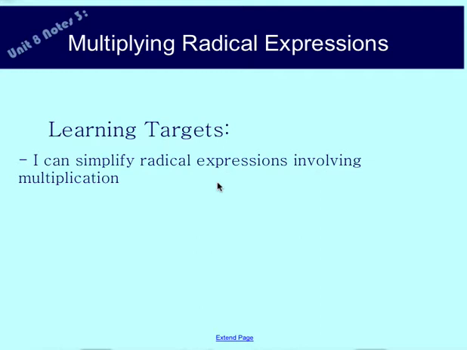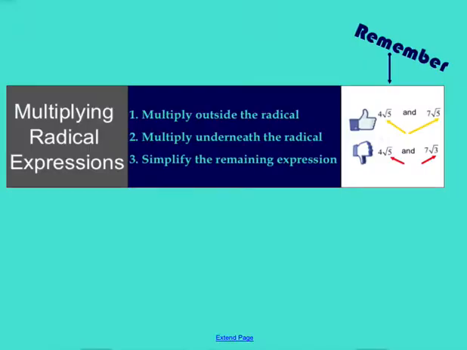So we are going to be talking about multiplying radical expressions. So we're basically going to work on simplifying and looking at how multiplication is going to work when we're multiplying radicals. So let's kind of get a setup for that. What's that going to look like?